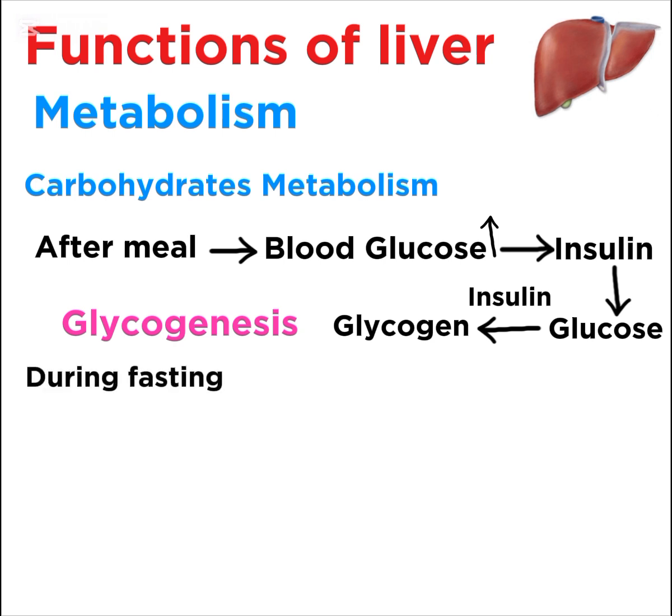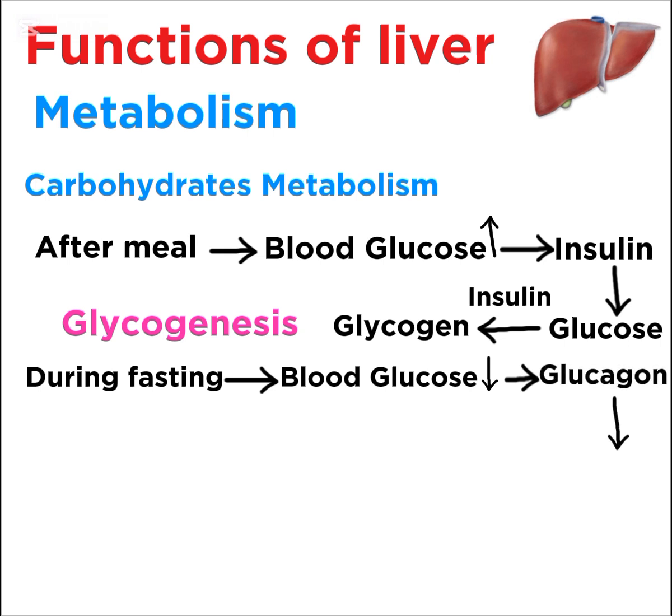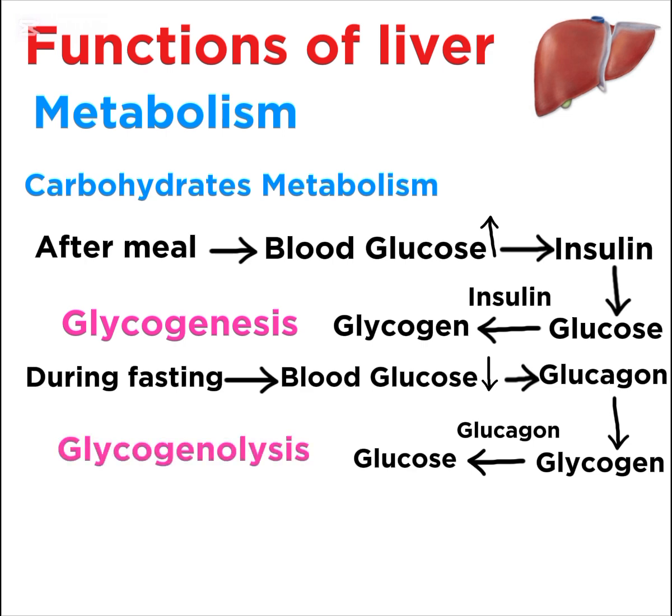During fasting, when blood glucose levels fall, the glucagon hormone is secreted from the pancreas. Under the influence of the glucagon hormone, stored glycogen is converted again into glucose for energy, and this process of conversion of glycogen into glucose is known as glycogenolysis, meaning breakdown of glycogen.